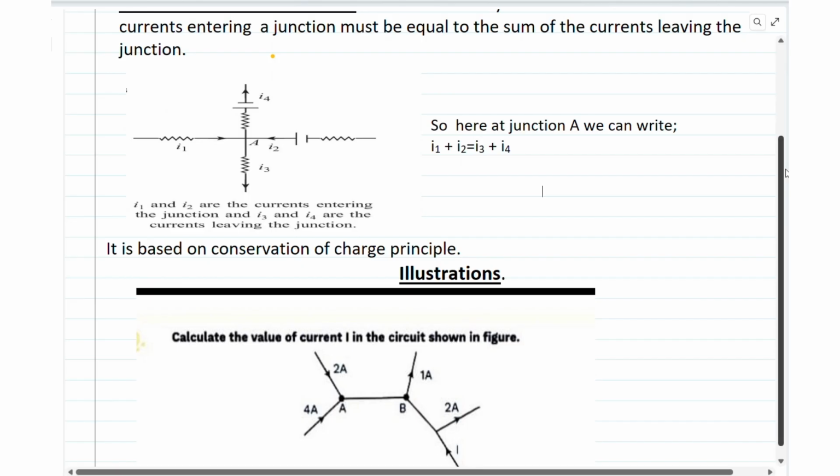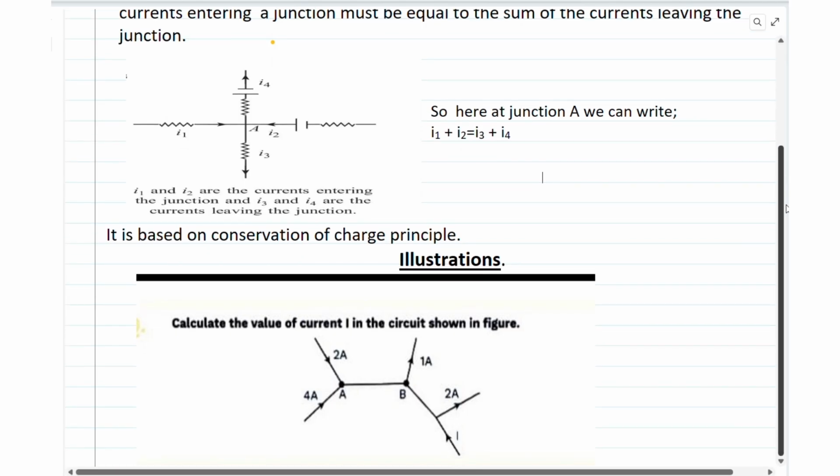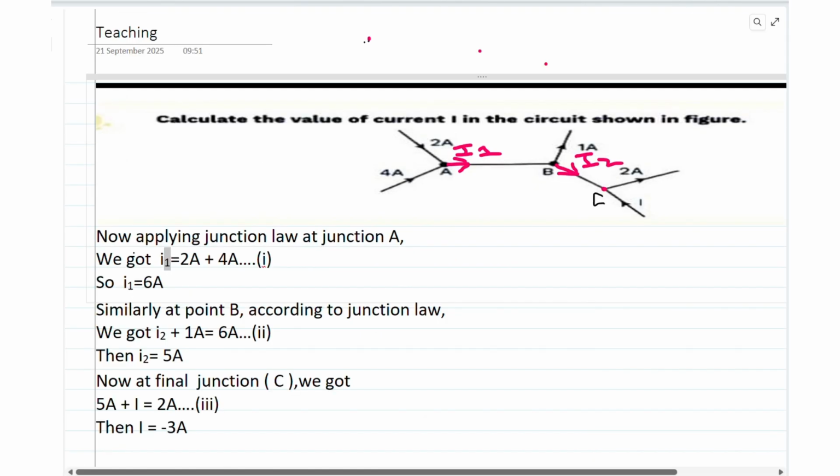Let's do an illustration to boost our understanding and to have a good practice of the first law. This is the question, and let's move to the solution part. So this is how it looks. Students, in order to get I, which is required, we have to proceed in sequential steps. Let us assume a current I1 going from A to B. At junction A, we can write the equation 2 ampere plus 4 ampere equals I1. That's I1 equal to 6 ampere from the junction law.